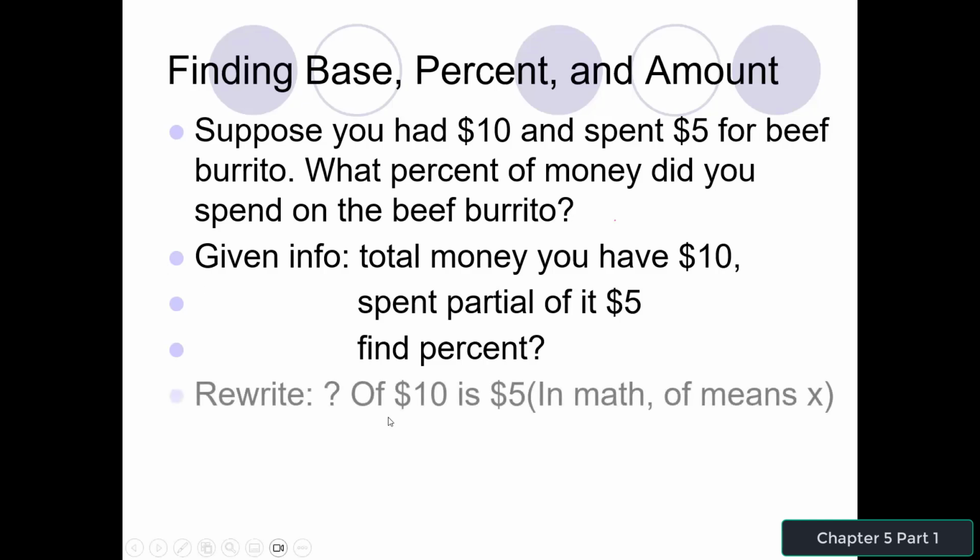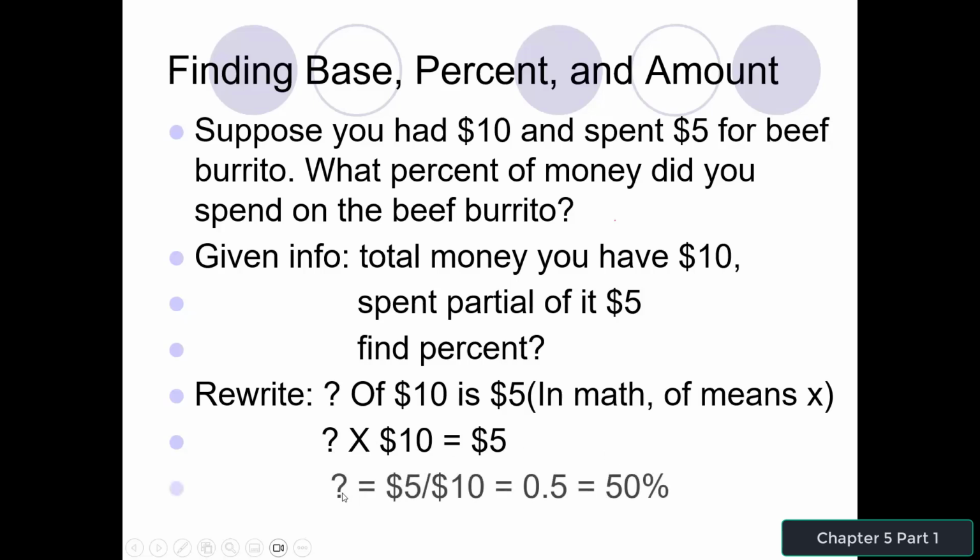So to lay out this equation, we can say what percent of the $10 is $5? We know "of" in the previous chapter means multiply, right? In math, of means multiply. So what percent times $10 equals $5, okay? So we could rewrite this as the percentage multiplied by $10 equals 5, okay?